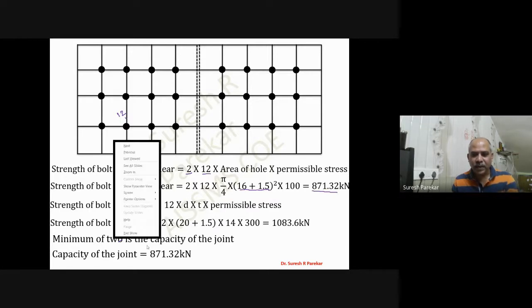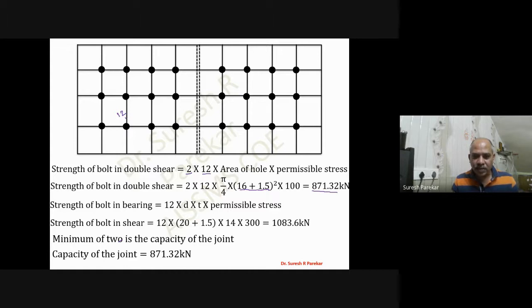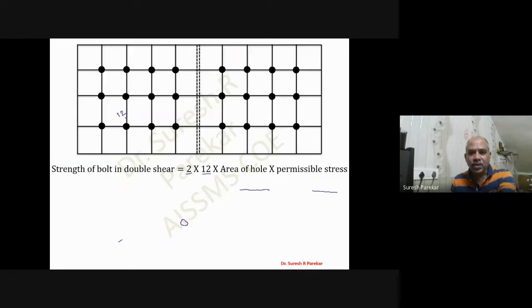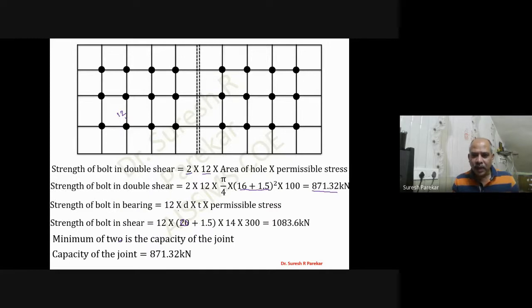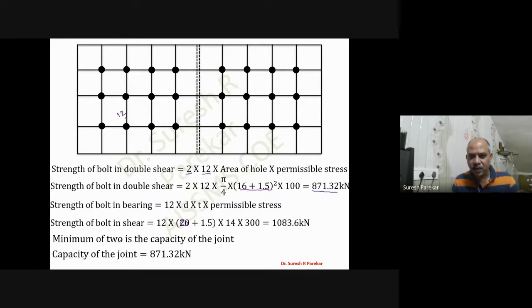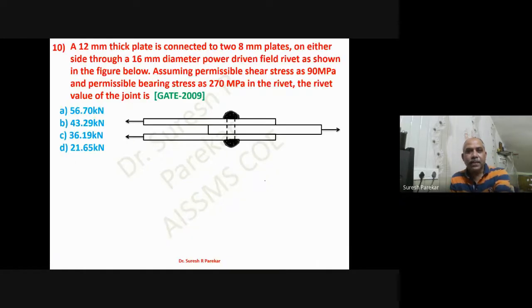1083.61 kilonewton. Now here if you will see, we have the bolt diameter given, that is 20 millimeter. So actually we have this value that is 20. So in calculations we have considered this value as 20. So this is 20 plus 1.5, and we got this value as 871.32 kilonewtons.